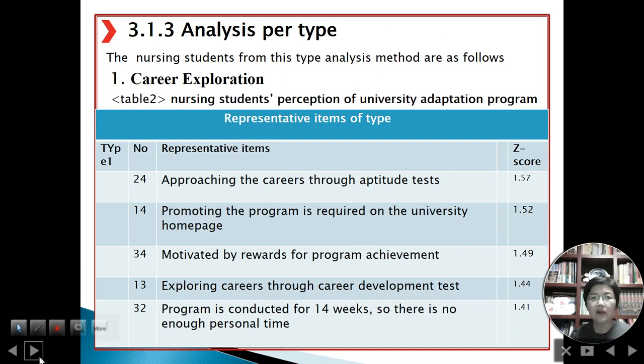First, career exploration. Responsive items of type 1: 24, approaching the career through aptitude test. 14, promoting the program is required on the university homepage. 34, motivated by rewards for program achievement. 13, exploring career through career development test. 13.2, program is conducted for 50 weeks, so there is not enough personal time. Shows the Z score is higher than low scores.